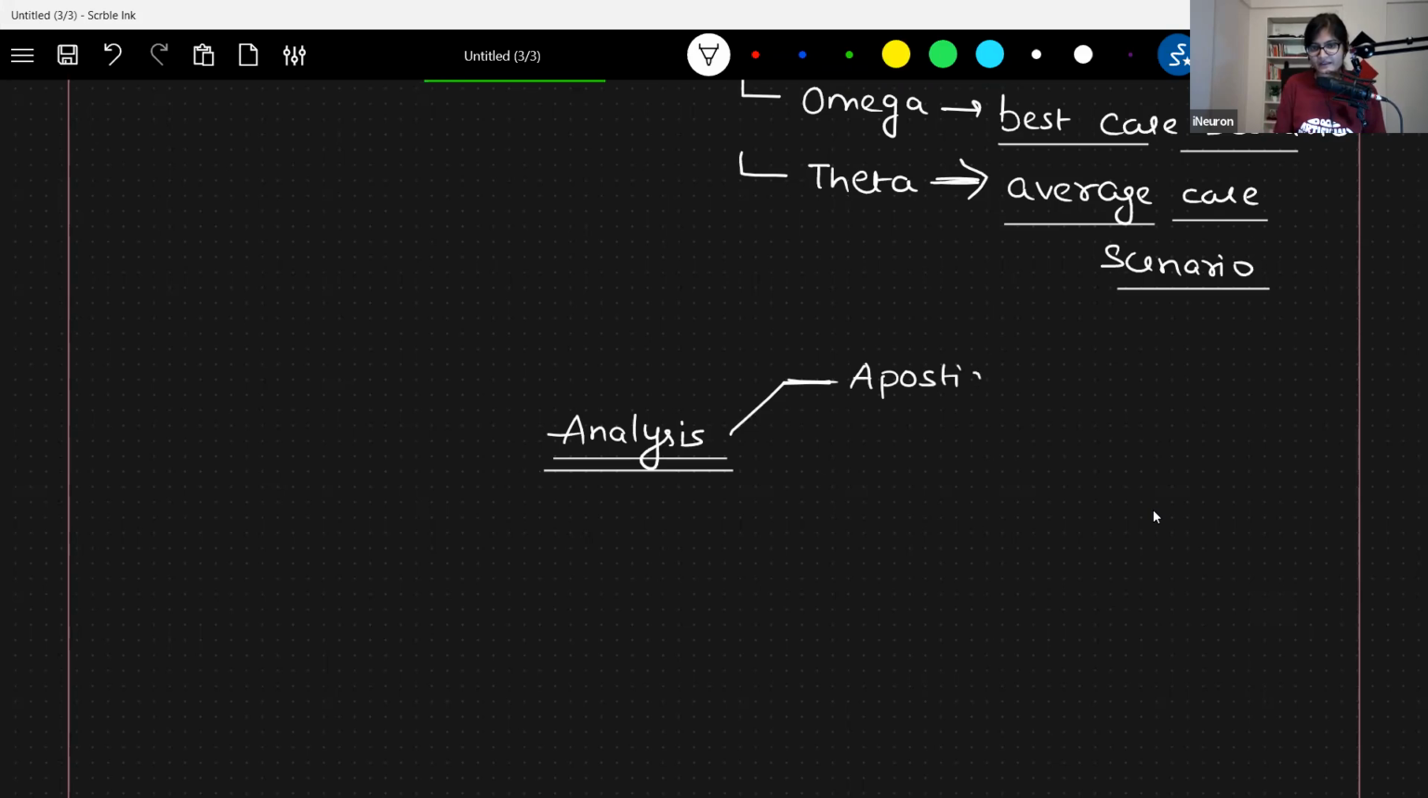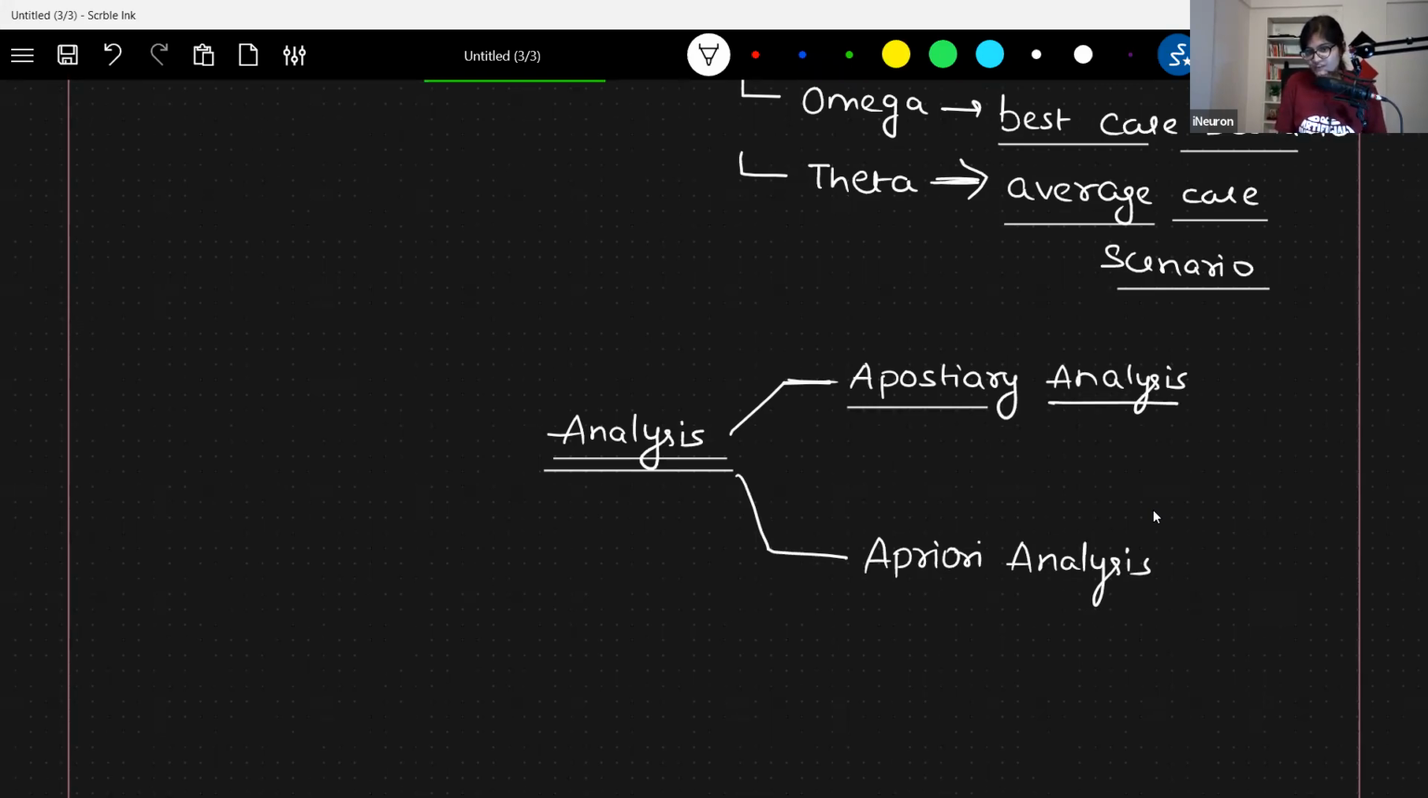What is the meaning of posteriori analysis? This analysis is completely dependent on the type of hardware that you are using, and on the language of the compiler and the type of hardware that you are using.